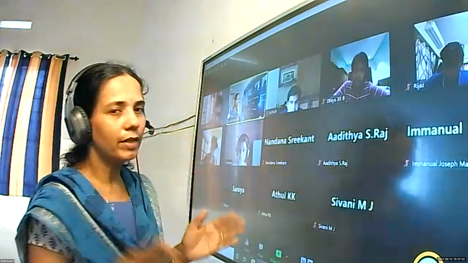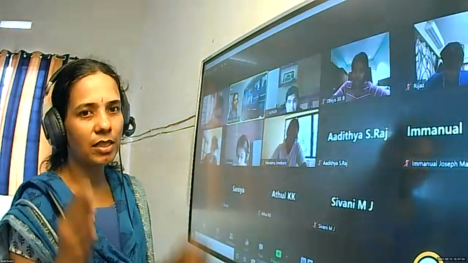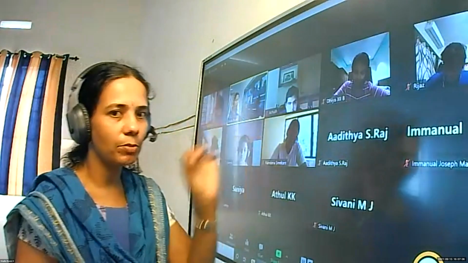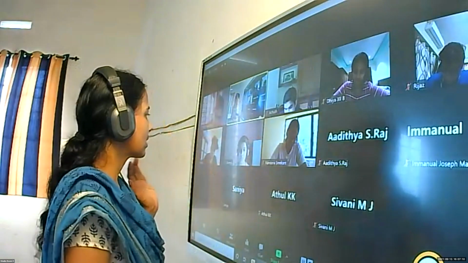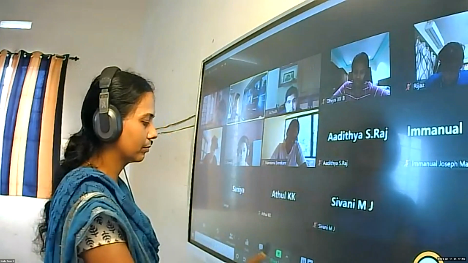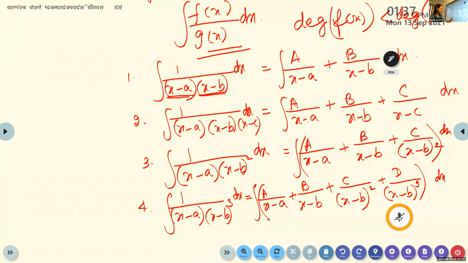Whenever we do a problem by partial fractions, the one thing we have to check is that the degree of the numerator is less than the degree of the denominator. Is the condition satisfied? That is the thing you have to check. And if it is a linear factor, the numerator should be degree 0, a constant term. So a by x minus a plus b by x minus b plus c by x minus b the whole square plus d by x minus b the whole cube. If the same factor is repeated again and again, we increase the powers 1 by 1.